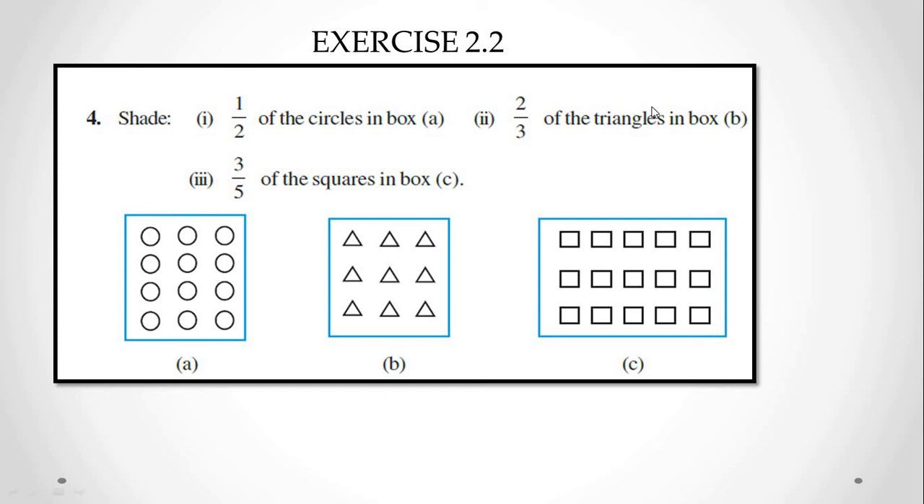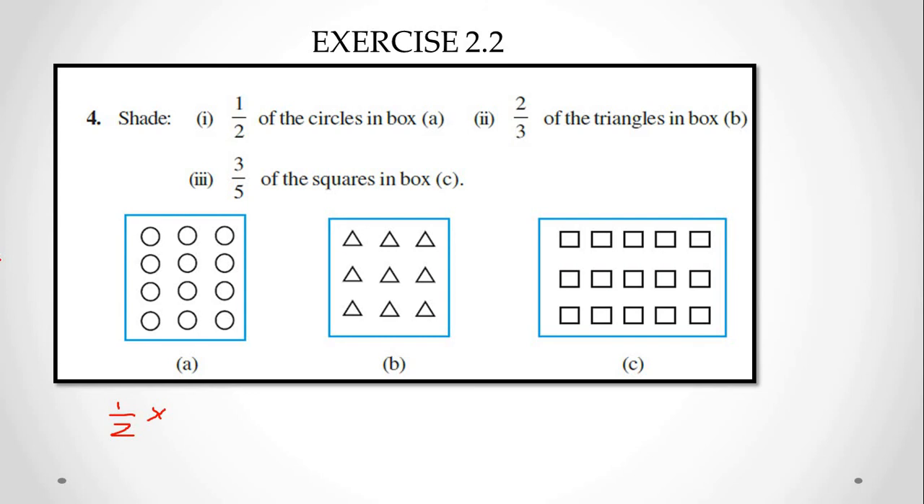Shade 1 upon 2 of the circles in box A. So how will you decide how many circles you have to fill? The trick for this is very simple. 1 upon 2 of the circles in box A. So how will you solve that? You write 1 upon 2 as it is, and what they are asking is 1 upon 2 of the circles. Of means multiplication, that we have seen in the earlier exercise.